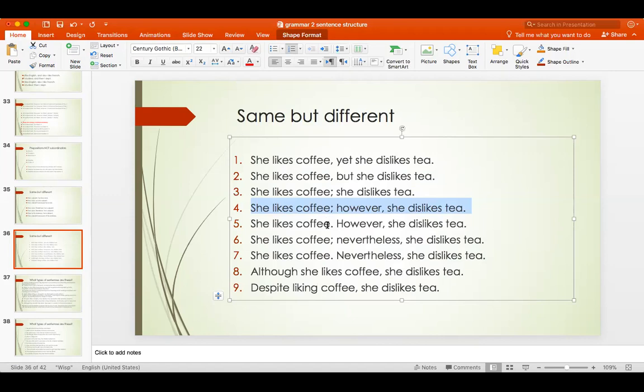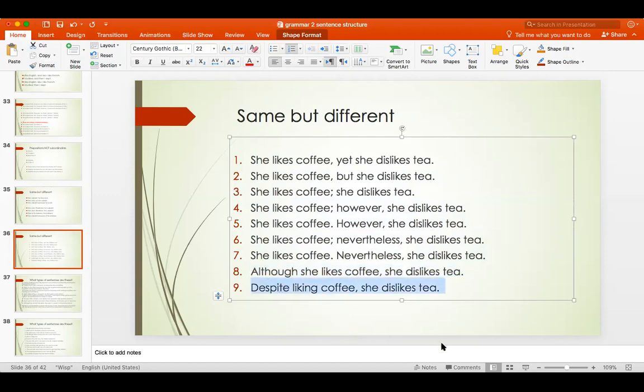She likes coffee. Full stop. However, she dislikes tea. Simple, simple. She likes coffee; nevertheless, she dislikes tea. Compound because of the semicolon. Simple, simple. Look at this complex sentence. Although she likes coffee, she dislikes tea. Complex because of "although."